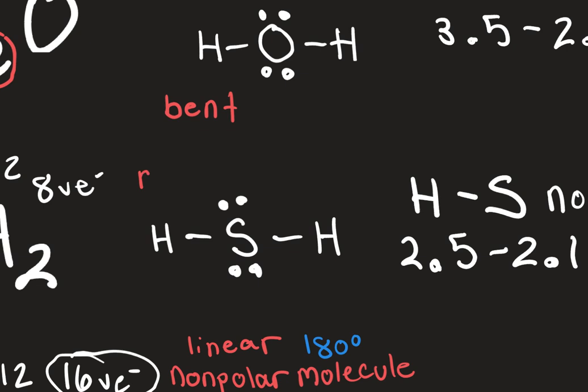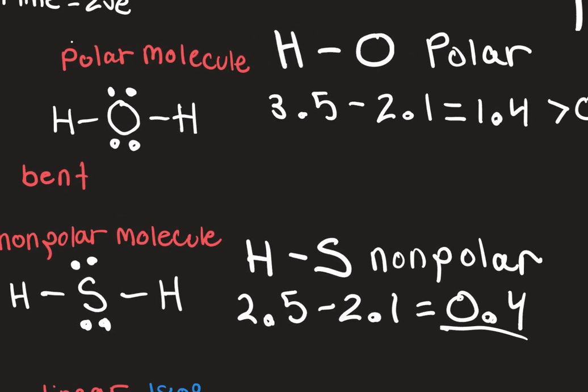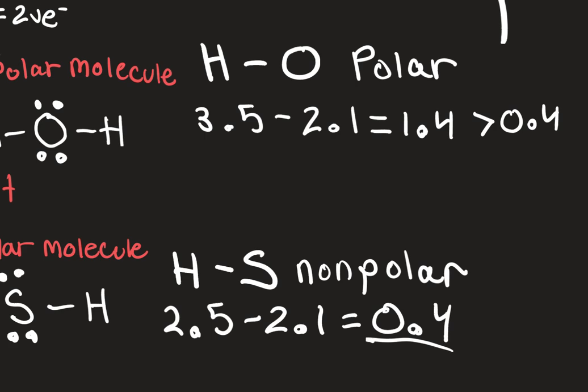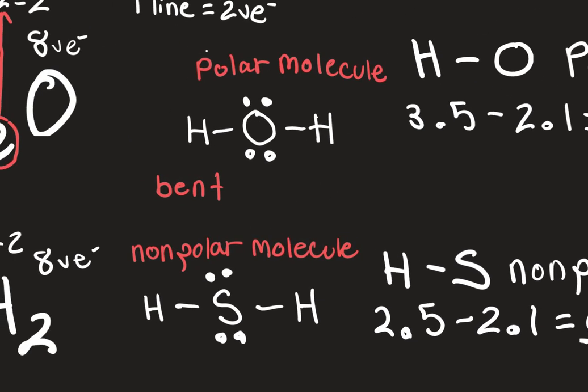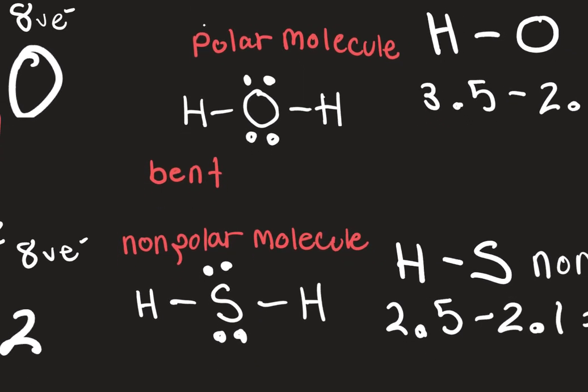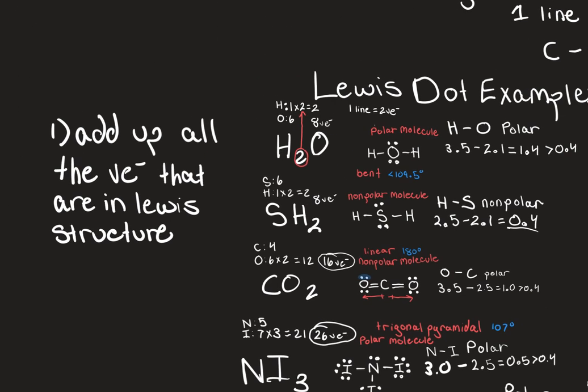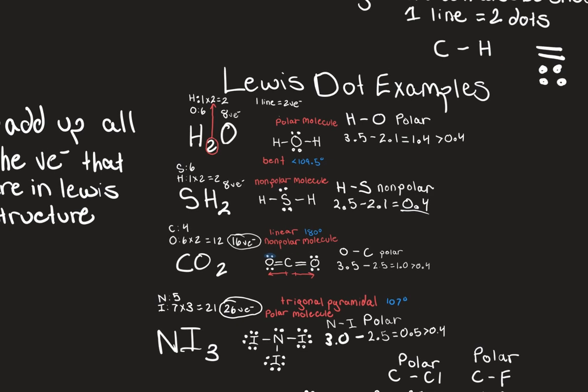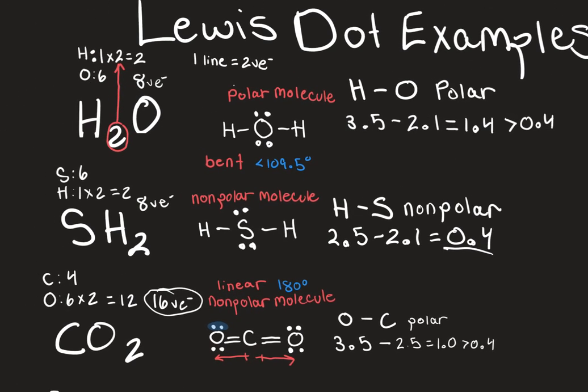SH2 is going to be a nonpolar molecule because I do not have polar bonds. My hydrogen to oxygen bond is polar, but my hydrogen to sulfur bond is not polar. So H2O is a polar molecule, SH2 is a nonpolar molecule. They're both bent, so their bond angle is going to be less than 109.5 degrees. Lastly, I'm going to practice naming these.